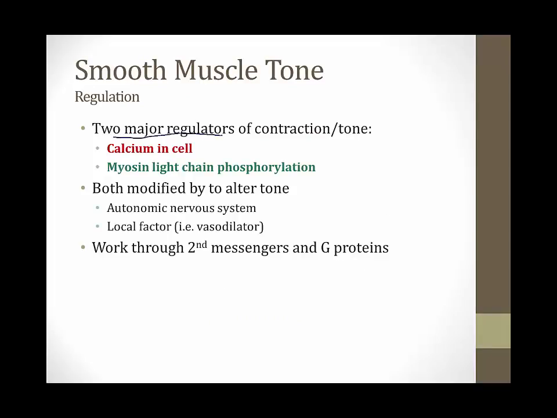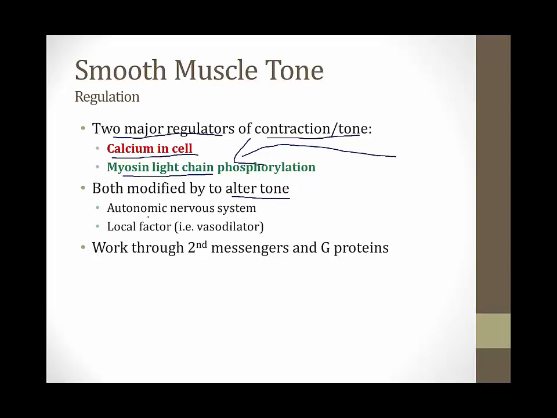There are two major regulators of the amount of contraction or tone in smooth muscle, and we've already talked about both these things. That's the amount of calcium in the cell and the degree of phosphorylation of myosin light chain. And if you remember these two facts, it is very high yield. You can answer lots of board questions just by knowing these two elements that change smooth muscle tone. Now, both of these things, the amount of calcium in the cell and the degree of phosphorylation, can be modified by various factors to alter smooth muscle tone.